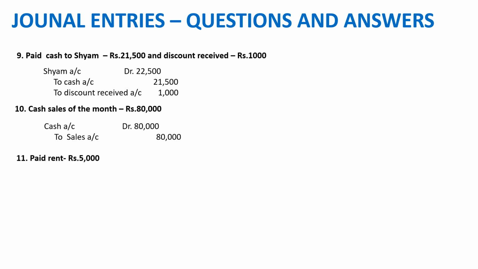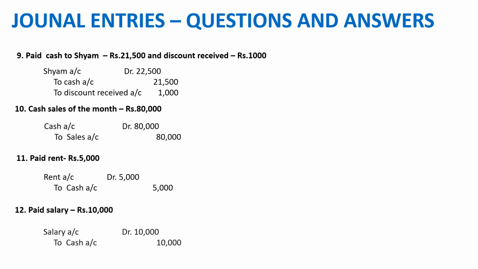Point number 11, paid rent 5,000. This is simple. Rent is expense, expense is debited, and to cash because when you're making payment, cash is an asset, it is reducing, hence any asset reduction is credit. Next one is paid salary 10,000. Similar to the above entry, salary account debited to cash account.